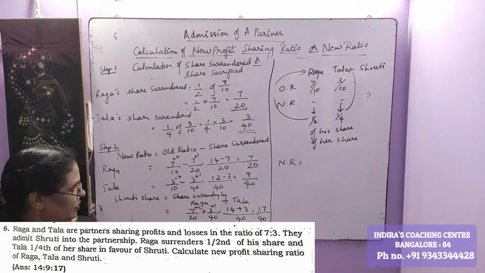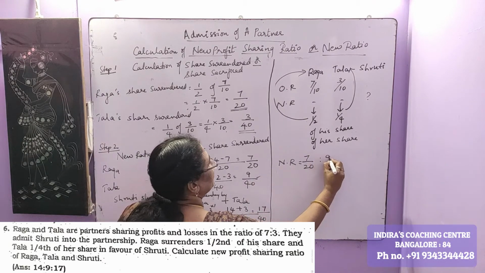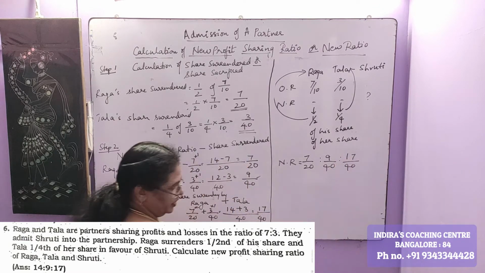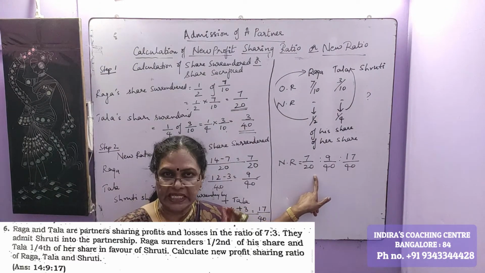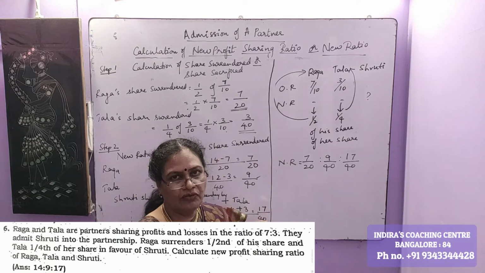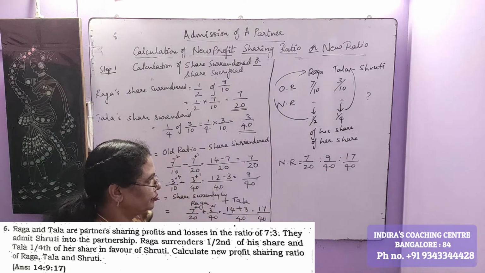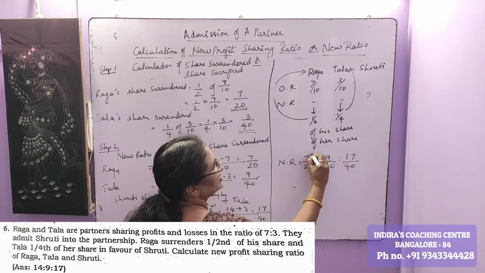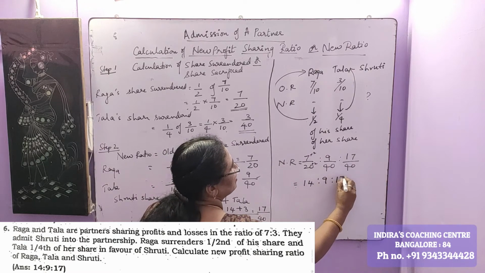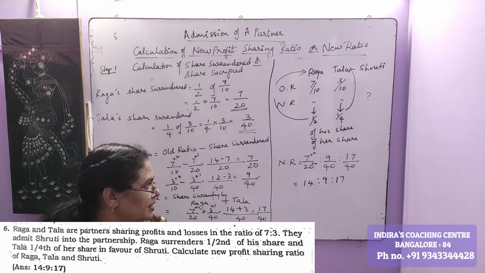New ratio is equal to 7 by 20, then 9 by 40 and 17 by 40. The denominators are different, so you have to equalize the denominators, because you cannot cancel and simplify here. 17 is a prime number. Therefore, to make this 20 as 40, you have to multiply by 2. So that would be 14 is to 9 is to 17. And if you add up, you would get 40. Your answer is right.